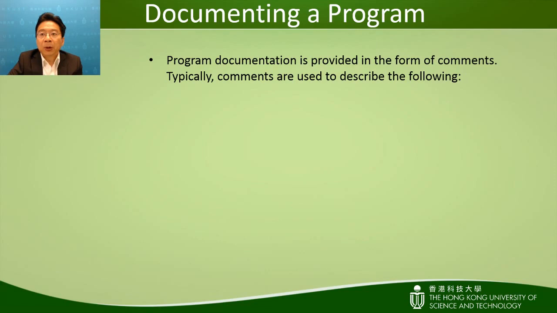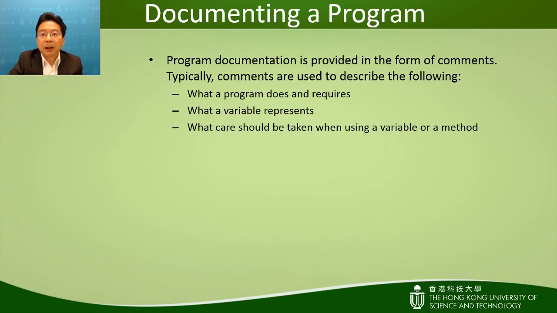Documentation would help program maintenance in case the program needs to be changed in the future. Program documentation is provided in the form of comments. Typically, comments are used to describe the following aspects of a program: what the program does and requires, for example, the input and output specification, and what the variables represent. The use of meaningful names here would also help.